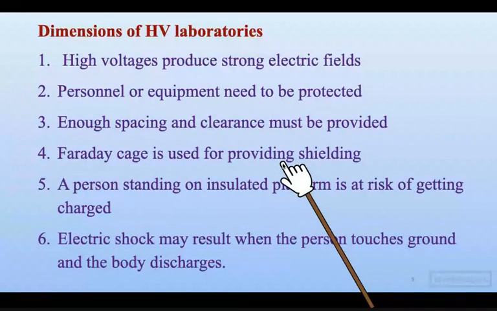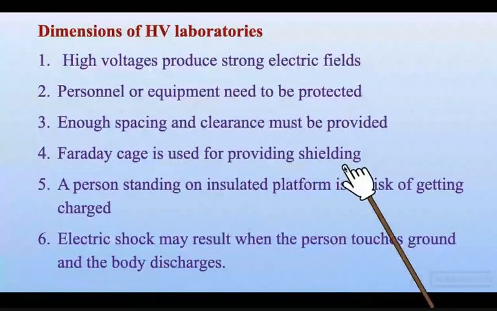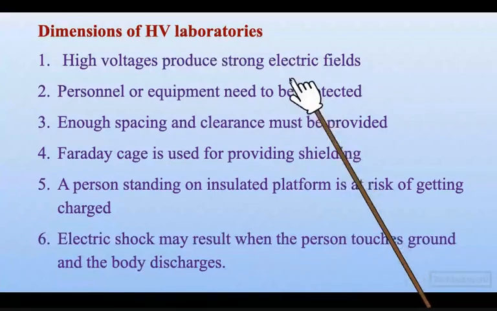Naturally, they will be energized from a long distance through some sort of a switch. Wire or cable will be there outside and we'll be able to switch on and switch off through some control panel. That control panel also has got some level of safety. Okay, so Faraday's cage is used for providing the shielding against the electric field, right?